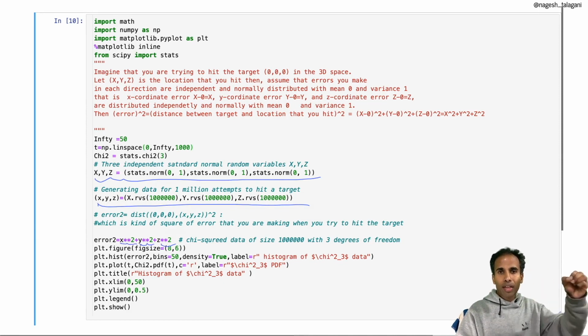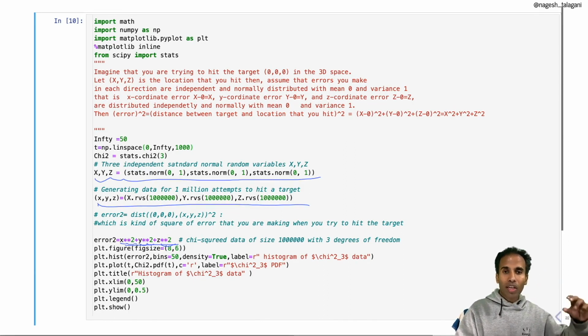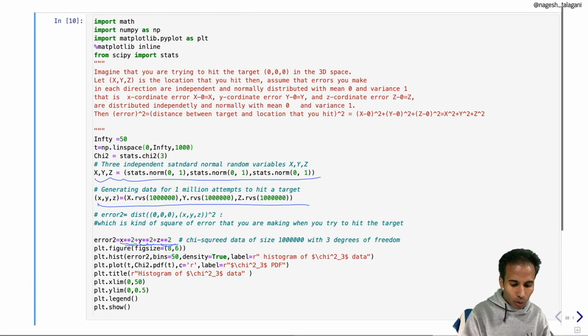When we try to hit the location 0, 0, 0, if the location that we hit is x, y, z, then the error square is going to be the distance between 0, 0, 0 and x, y, z. That's going to be x square plus y square plus z square. So this error 2 will consist of a million data points, which are the errors we make in a million tries. I'm going to plot the histogram for this million points using 50 bins here.